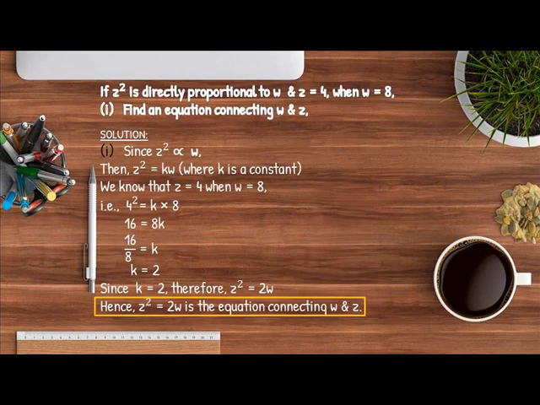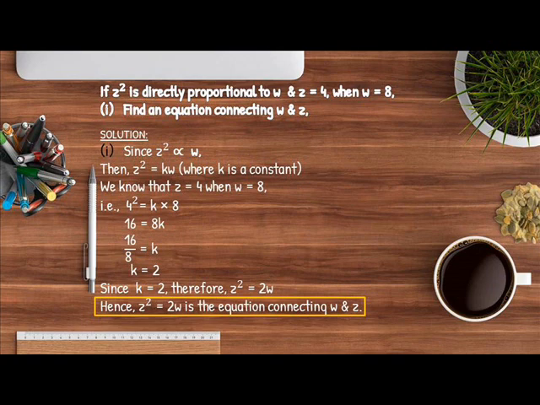Second question says if z square is directly proportional to w and z equals 4 when w is equal to 8, find an equation connecting w and z. Since z square is directly proportional to w, we can express these two quantities as z square equals kw, where k is a constant. Now we will make use of the known values to find the value of k. That is, we have z equals 4 and w equals 8. Substituting the values of z and w into the equation, we have 4 square equals k into 8.